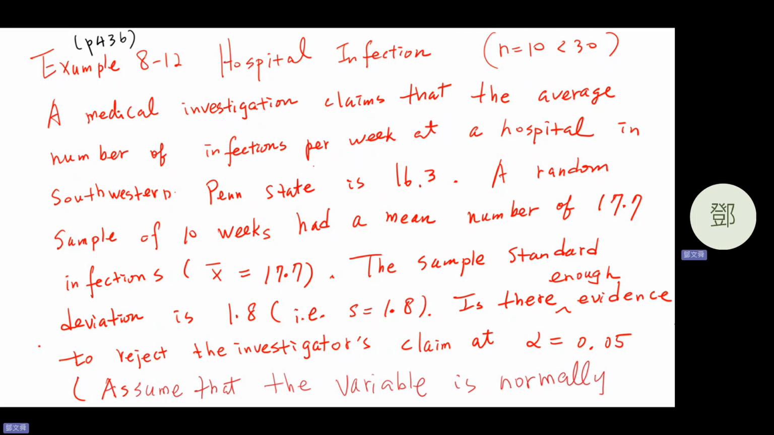A random sample of 10 weeks had a mean number of 17.7 infections per week. So the X bar is now 17.7. The sample standard deviation is 1.8. When you see sample here, it means it is based on the sample, the observation, not the true population standard deviation. So when you see s here, the formula is the new formula, a new decision rule, and the table will be the T table.